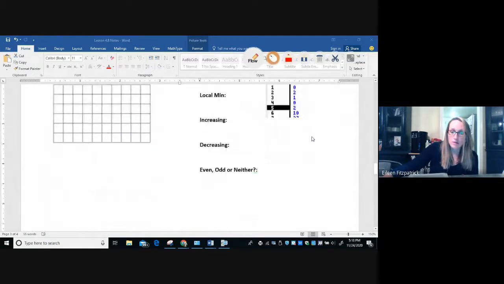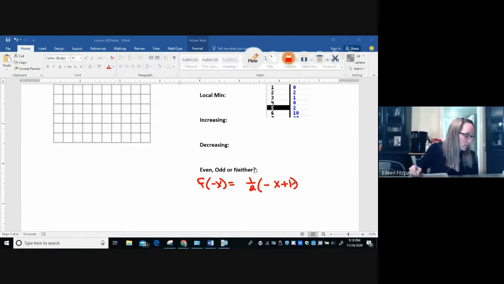Okay, so even, odd, or neither. So for this, just like we did in the first examples for today, what you're going to do is take the function f of negative x and plug in a negative for all the x's. So 1/2 is going to be negative x plus 1, and then negative x minus 4. Now, this would be easier, actually. I'm going to write it out.